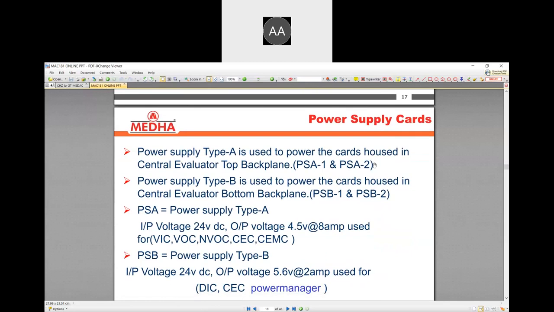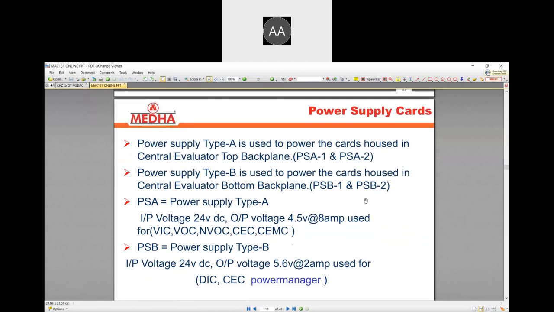Then discussing the type of power supply card, basically two types of power supply cards are housed in the central evaluator. One of them is PSA, that is power supply type A. The other is PSB, that is power supply type B. The input to both power supply cards is 24 volt DC, and the output of power supply A is 4.5 volt at the rate of 8 ampere, and power supply B output is 5.6 volt at the rate of 2 ampere.